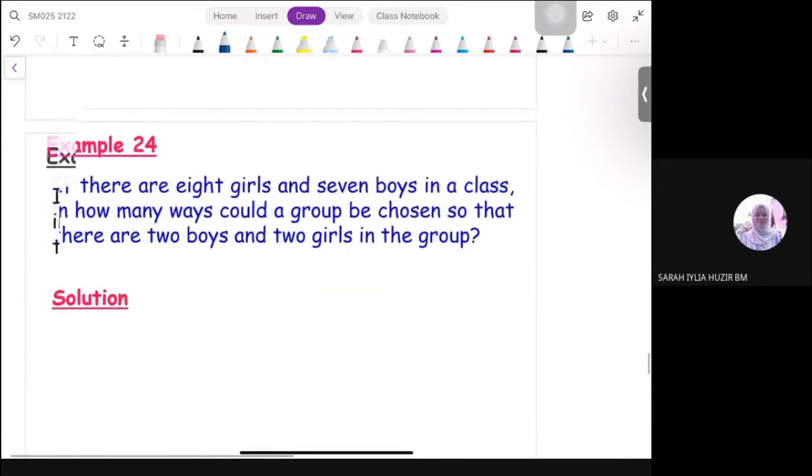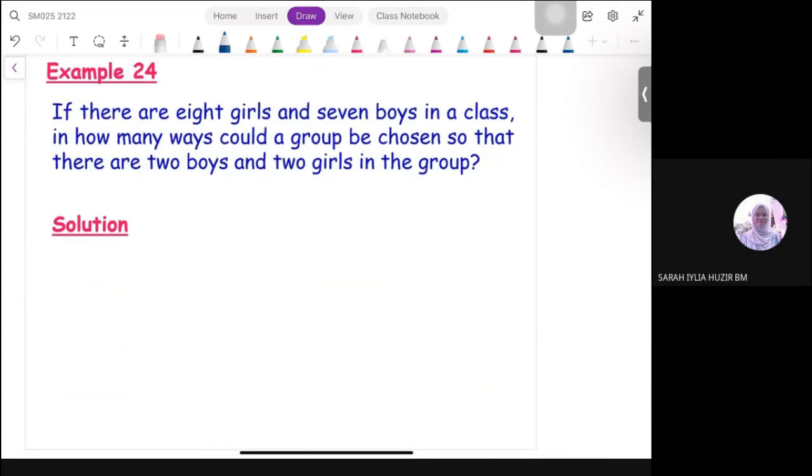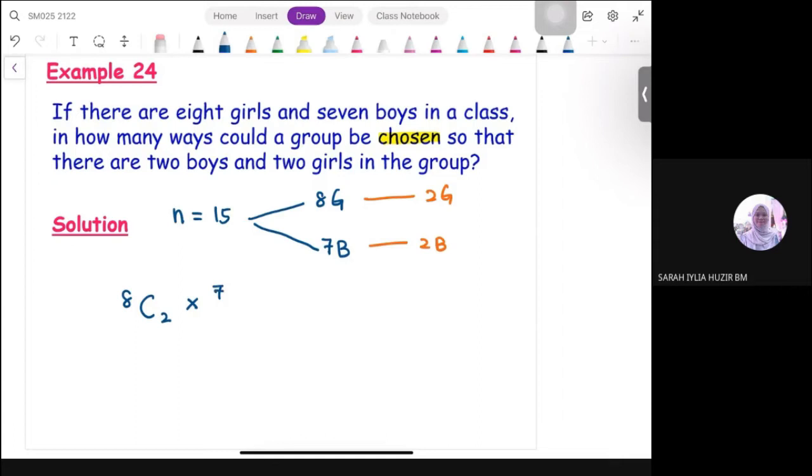Next one, we try again. There are 8 girls and 7 boys in a class. Kita akan ada all together 15, but 8 of them are girls, 7 are boys. How many ways could a group be chosen? Chosen, kita nak pilih orang kat situ so that there are 2 boys, out of 7 kita nak pilih 2, and 2 girls. So out of these options we will choose 2 from each gender. Calculation straight away would be first 8C2 because out of 8 girls we choose 2 of them, times 7C2 because out of 7 boys, we also choose 2 of them. So in this case, our answer would be 588.